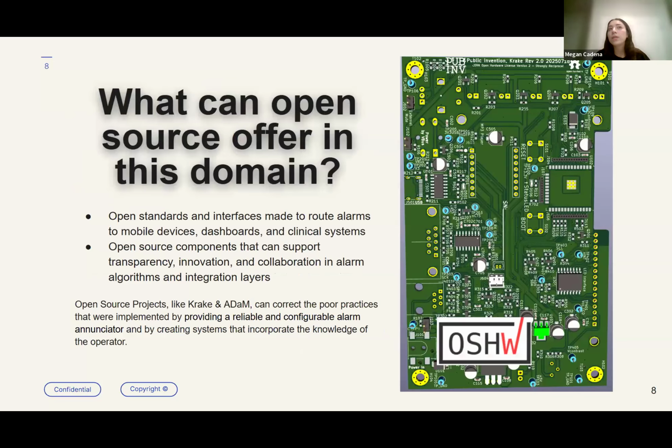Okay, what can open source offer in this domain? We feel that open source has always offered creativity, collaborative environments, and transparency in any domain. But for medical device alarm management systems, we think that it can only benefit in helping with the standards, open standards, and safety to help with patient risk mitigation and patient safety, as well as the interfaces or algorithms and integration layers that are the foundation of all systems. This is because why should you be reinventing the wheel?